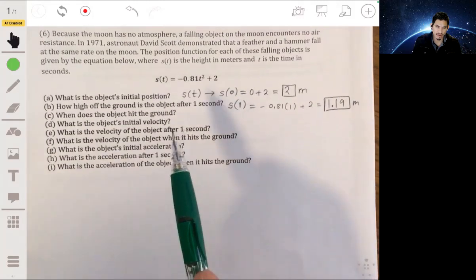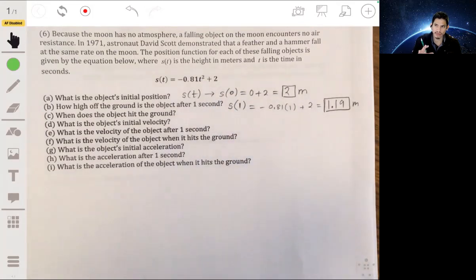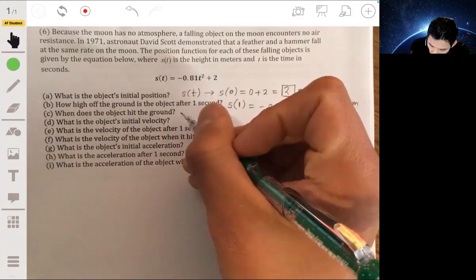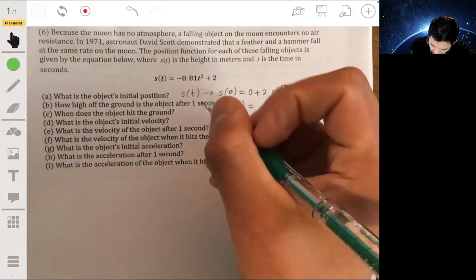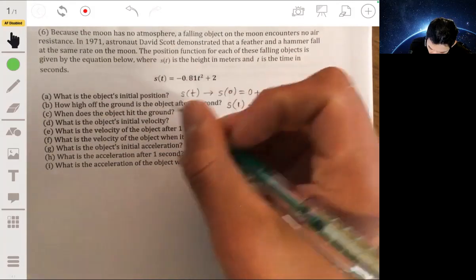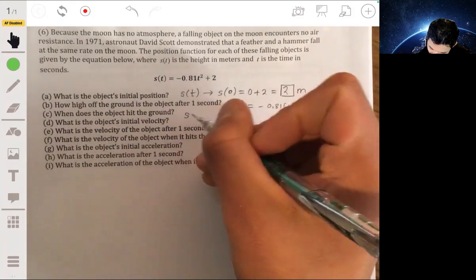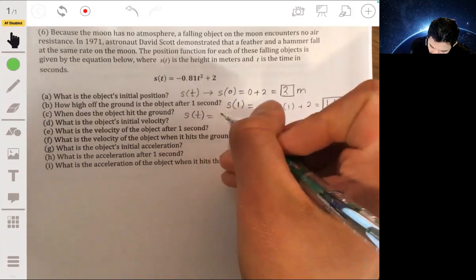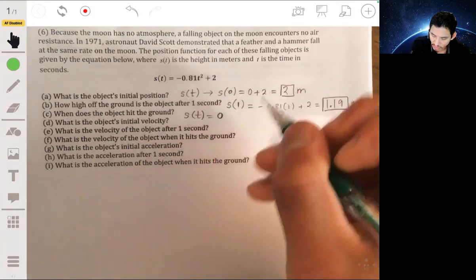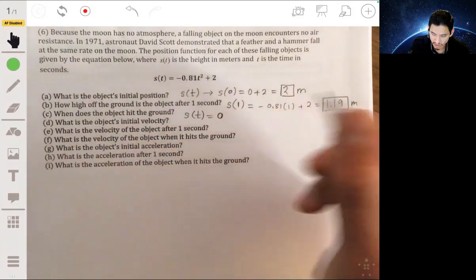Now, when does it hit the ground? So now we've got to think a little bit. Well, what does that say about position? When the object hits the ground, how far is it above the ground? If it's hitting the ground, it's not above the ground. It's 0 meters above the ground. So when is s of t equal to 0? Not s of 0, but when is s of t equal to 0?